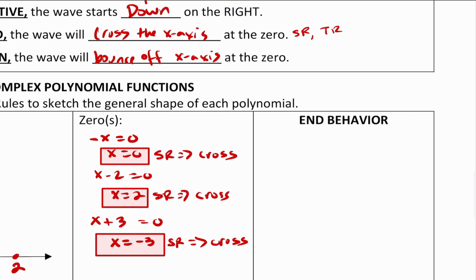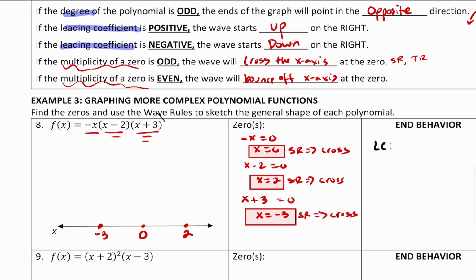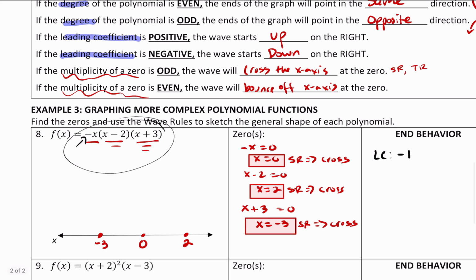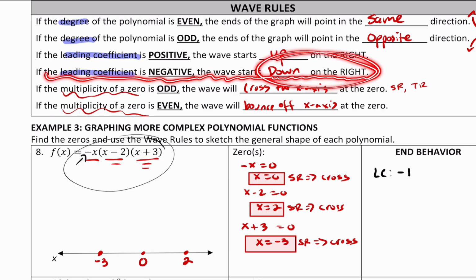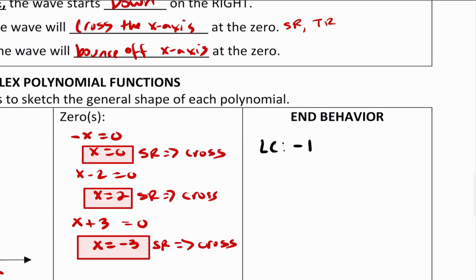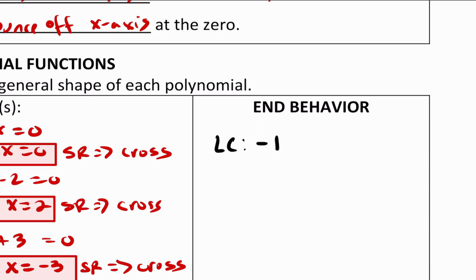One thing we have to do when we figure out our end behavior is determine the leading coefficient. The leading coefficient of this polynomial expression has a negative, so our leading coefficient is -1. And if the leading coefficient is negative, the wave starts down on the right.